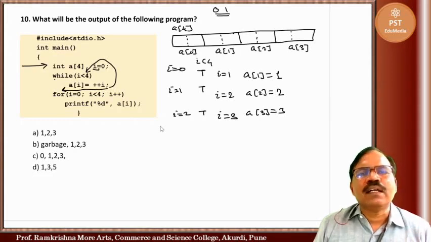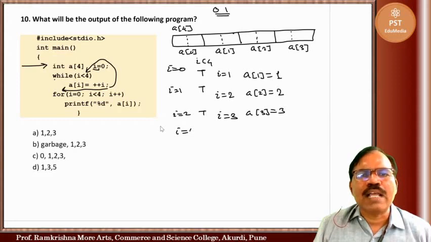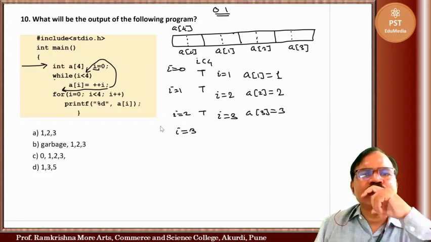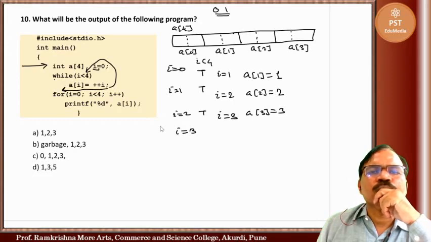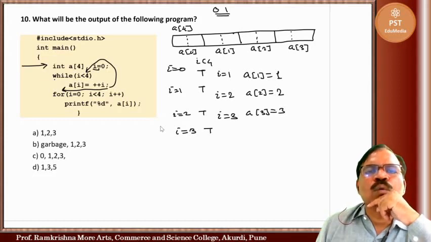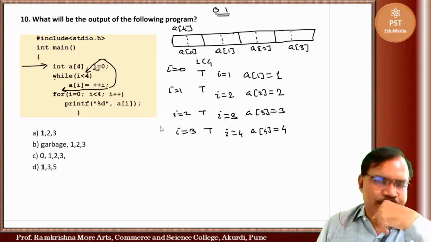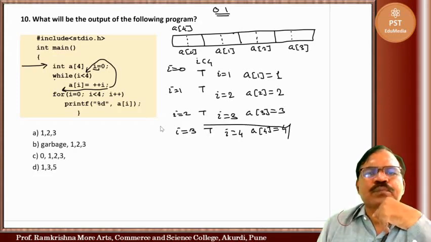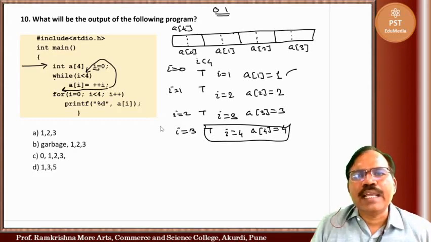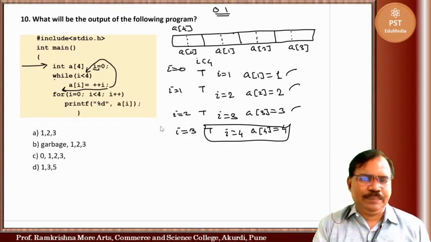Then what happens? I will become 4. Sorry, I will be 3. Condition is true. Now I will become 4. A[4], but there is no A[4]. There is no A[4]. So what happens? We get A[1], A[2], A[3].